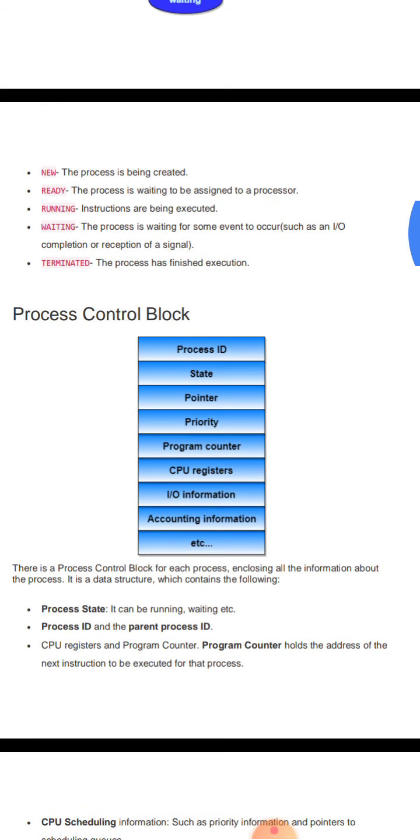Next point in this process management is PCB. PCB is nothing but it's a process control block. The diagram of process control block is in front of you. It contains process ID, that is each and every process by default given an integer number. Second is state, third pointer, priority, program counter, CPU registers, IO information, accounting information. Such types of different information related to each and every process is contained in the PCB.